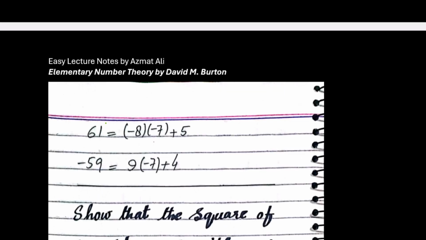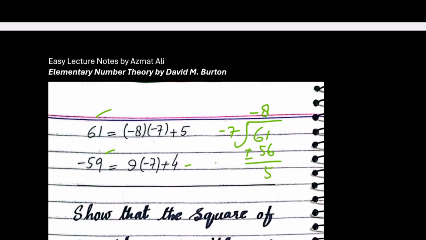Similarly, you can write 61 upon division by minus 7. 61 is equal to minus 7 times minus 8, that is plus 56, and the remainder is 5. And similarly, minus 59 can be written as 9 into minus 7 plus 4.